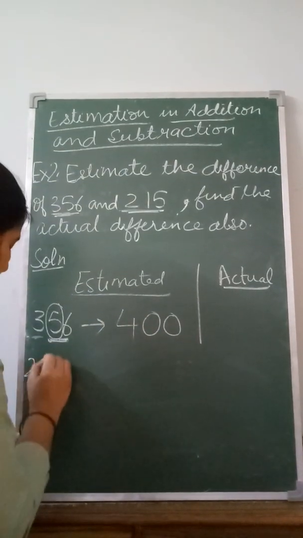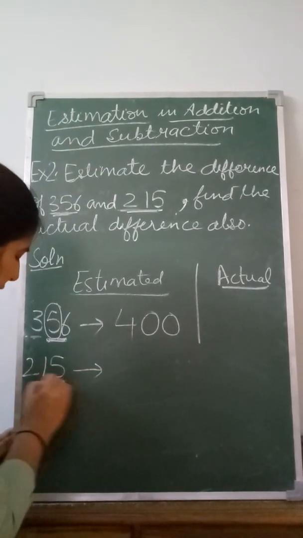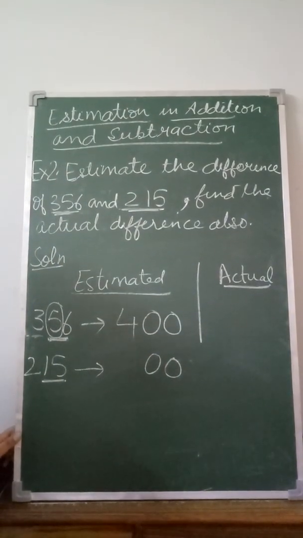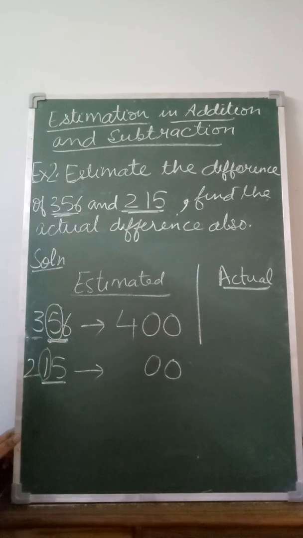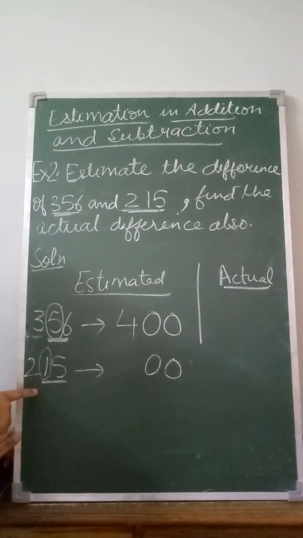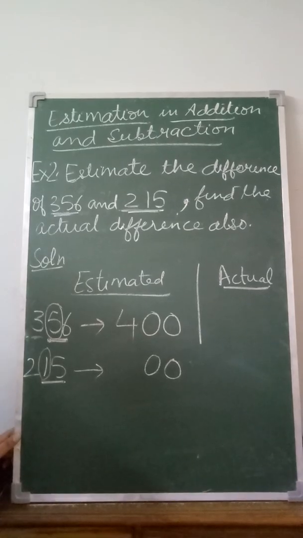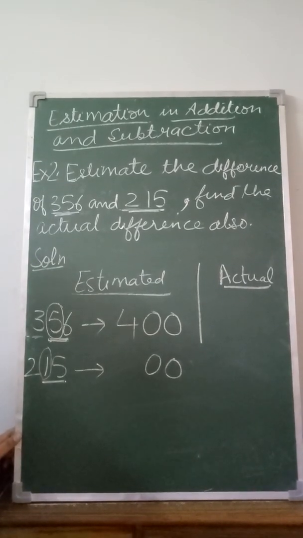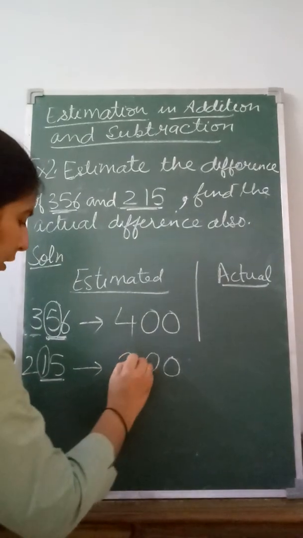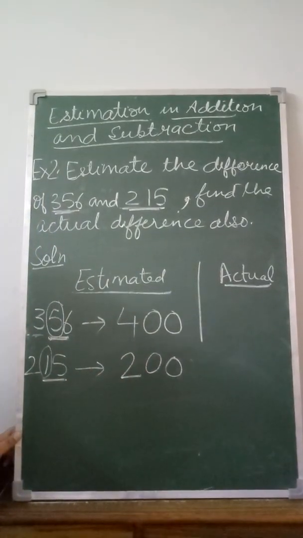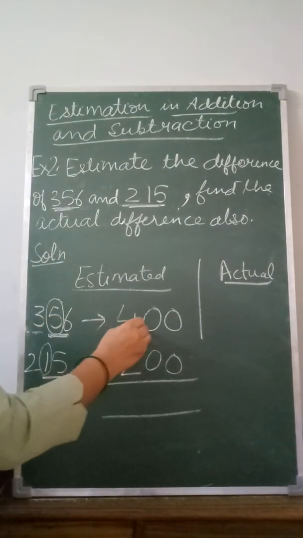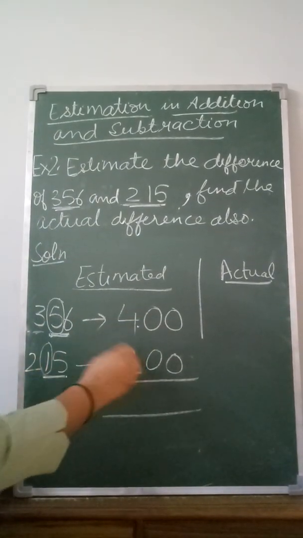Now let's see the second number. Again underline these two digits and replace both digits by 0. And now you have to circle this tens place, because we have to check whether this is less than 5 or not. So yes, here it is less than 5. Whenever the tens place digit is less than 5, there is no change in the number. We have to write the same number which is given on the hundreds place. So the estimated value of 356 is 400 and of 215 is 200.